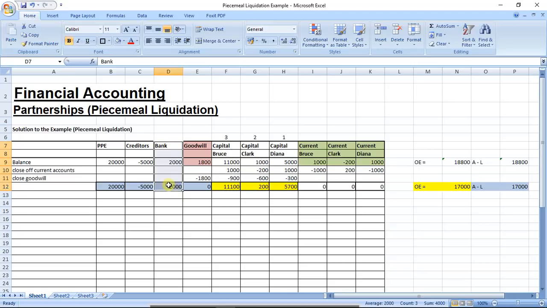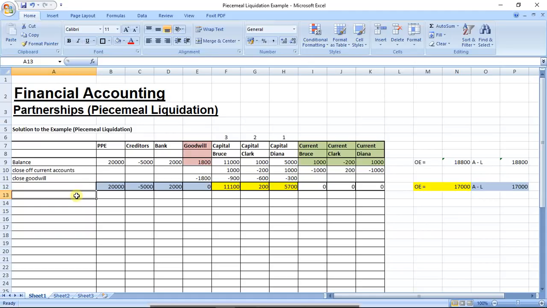Yes, we've got 2,000. We still have assets and we still have creditors. Okay, so remember, partnerships have unlimited liability. Partners will get paid out nothing if there are creditors that need to be paid, or liabilities that are outstanding.